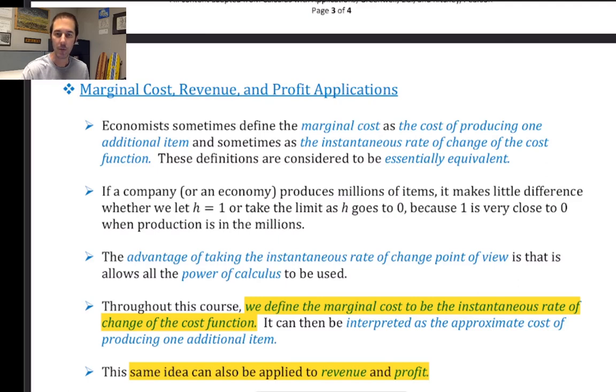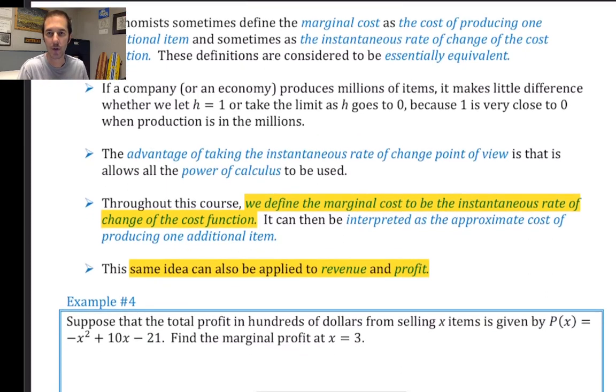And when we talk about revenue, that same idea will apply to the relationship between revenue and profit. So in this example, if the total profit in hundreds of dollars from selling X items is given by this profit function, and we want to find the marginal profit, then we'll need to find essentially the instantaneous rate of change of the profit function, and that will give us the marginal profit. And then we'll use an x value or an a value of 3 in order to find that marginal profit.